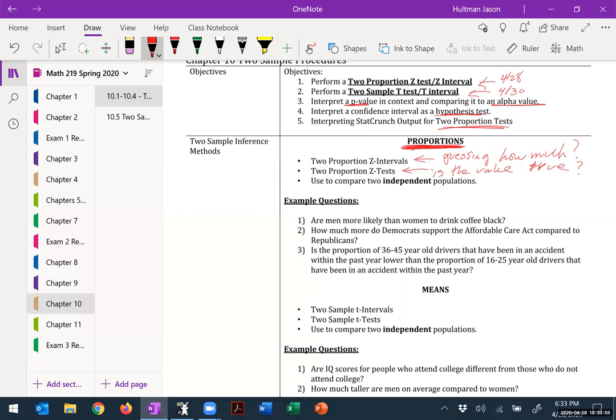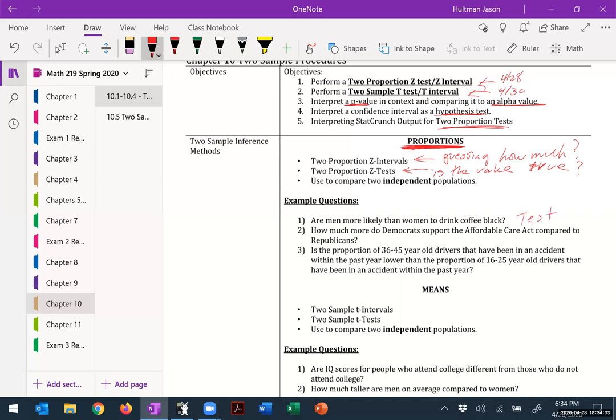Some example questions that we're going to be going over. Are men more likely than women to drink black coffee? Is that a guess of how much more men drink black coffee? No, it's not how much more. So is it an interval or is it a test? It's a test.